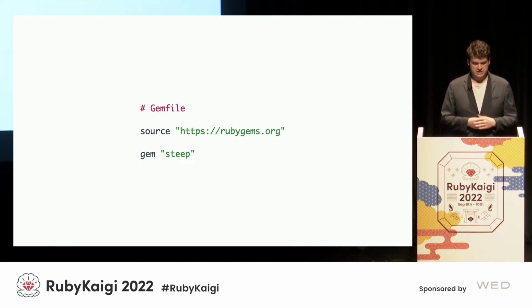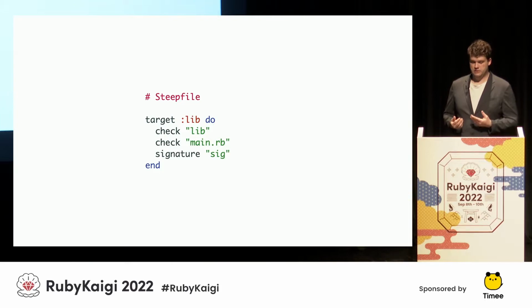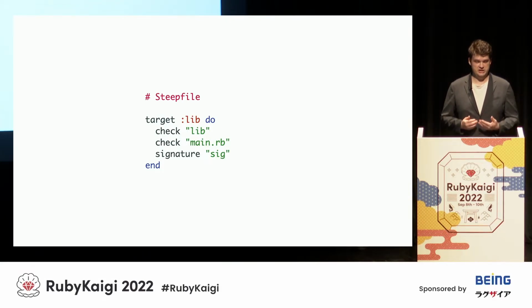But the author of RBS has made another gem called Steep that allows you to type check your own RBS files very easily. Steep has a file called a Steepfile, similar to Bundler and the Gemfile. The Steepfile allows you to configure your Ruby environment to allow RBS to start type checking your own files. The Steepfile is comprised of a target. You can think of this as a logical grouping of the files you want to be type checked, and also contains your type signatures.